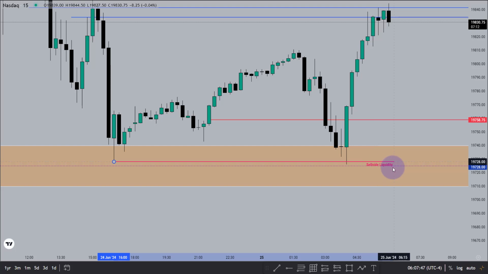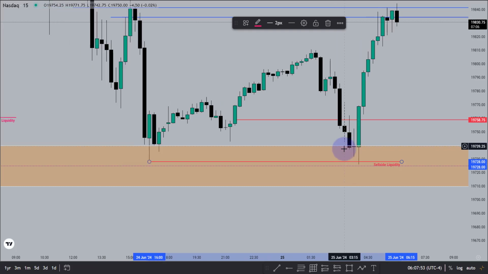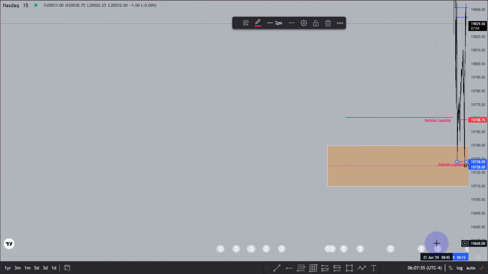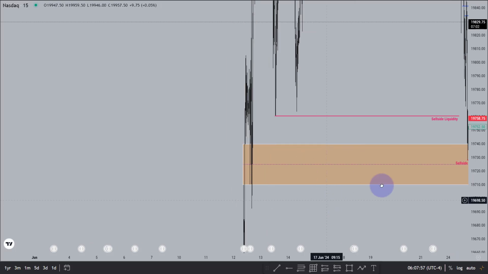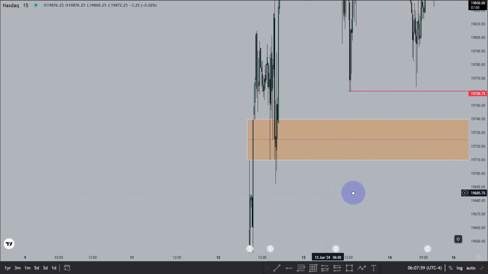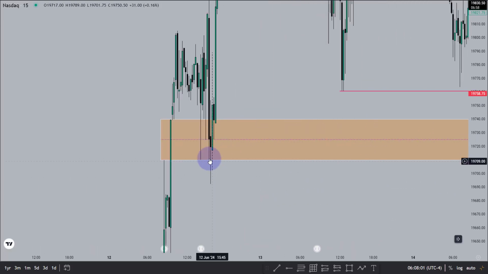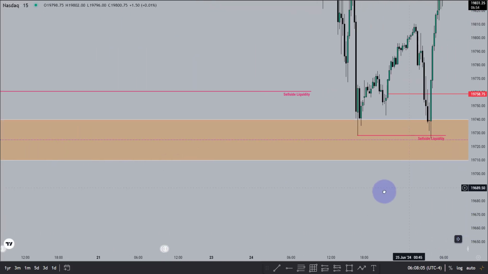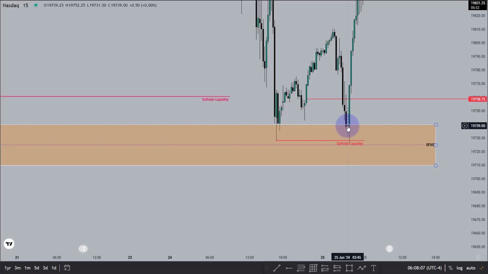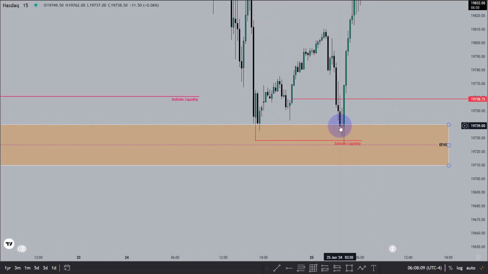Now what do you see? This is just a shallow run. I'm expecting that the market will reverse from the high of this fair value gap, because the market has already traded this fair value gap, consequent encroachment, and the low. So let me show you that the consequent encroachment and the low have been traded already. So what is left? Left is the high of this fair value gap. So I'm expecting that the market will reject from that high.